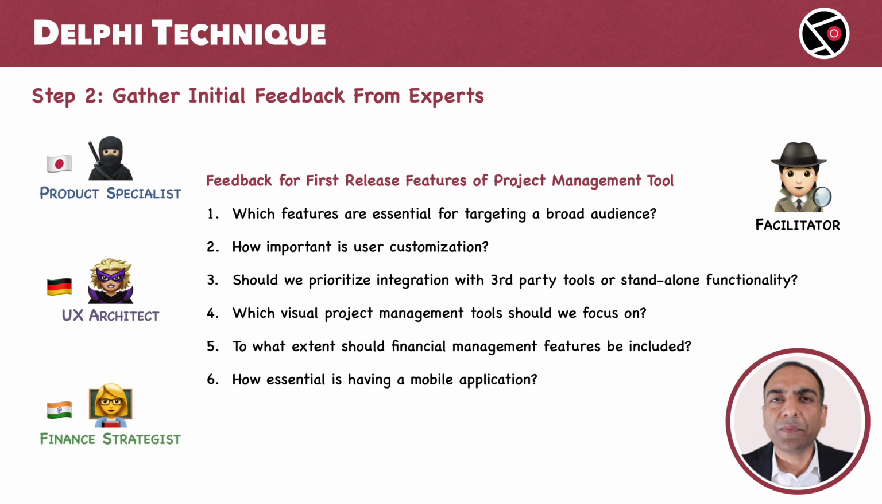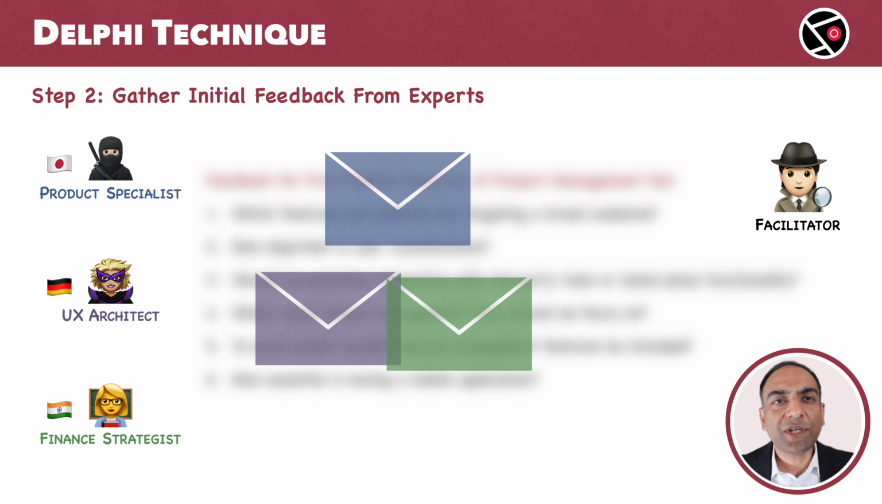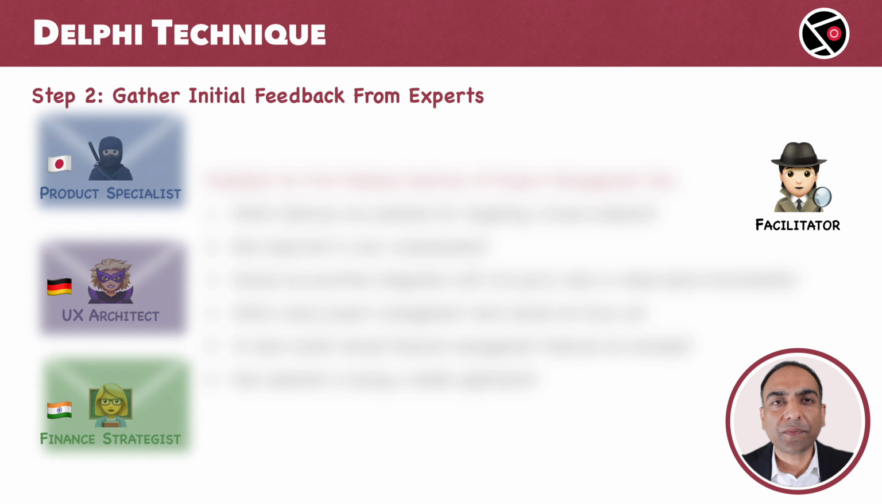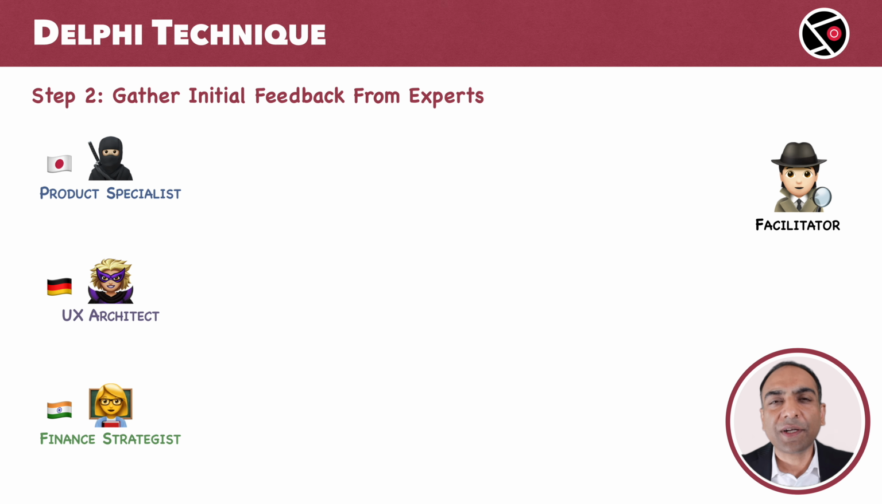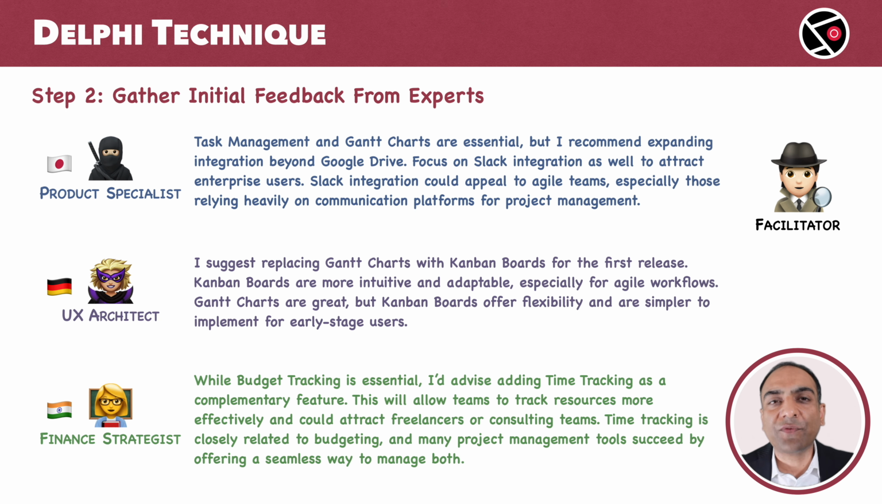Moving to step 2, gather initial feedback from the experts. The facilitator sends the questions to each expert. This is the response from the experts. It is actually a summary of the responses. Remember, at this point of time, each expert is working in isolation. It is only the facilitator who has access to all the responses.